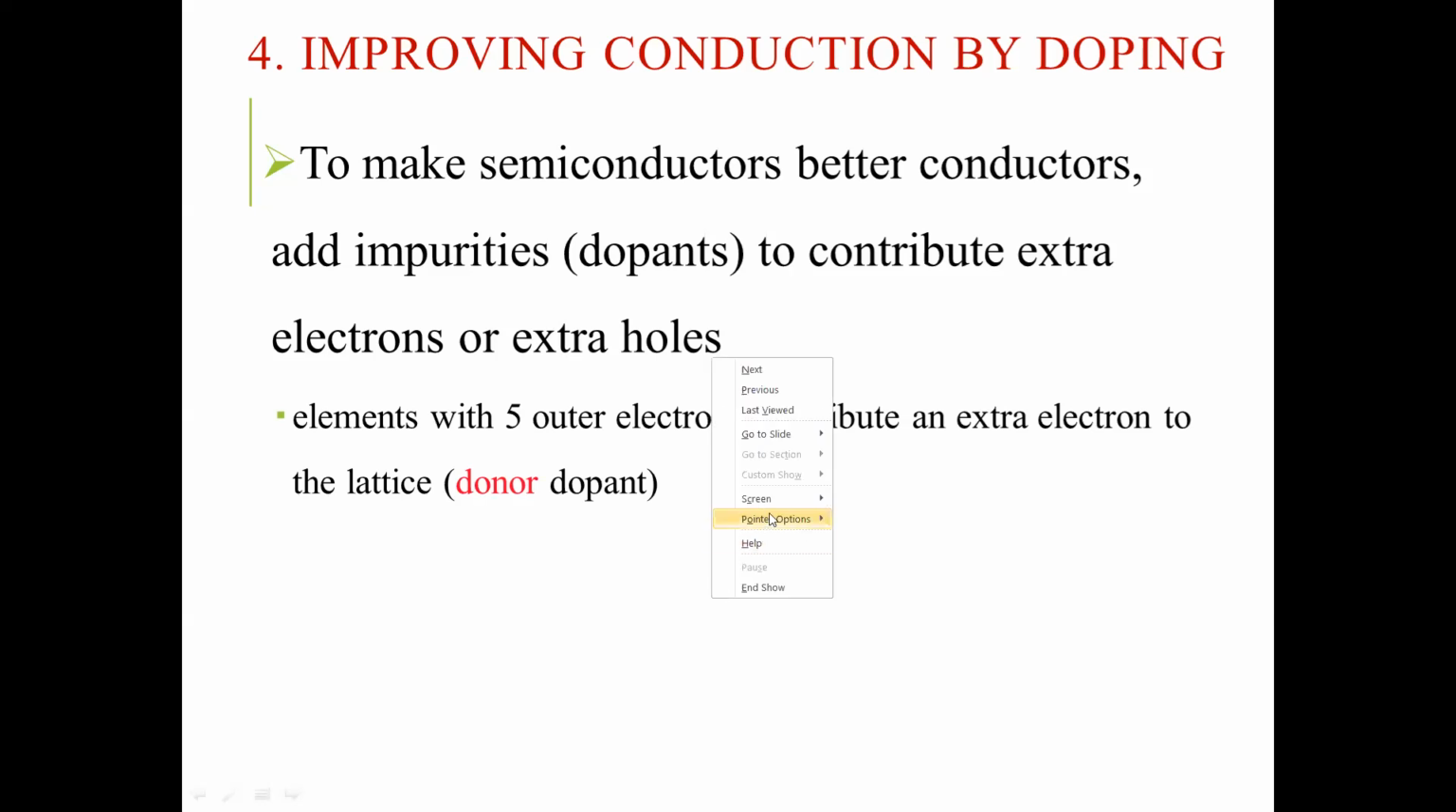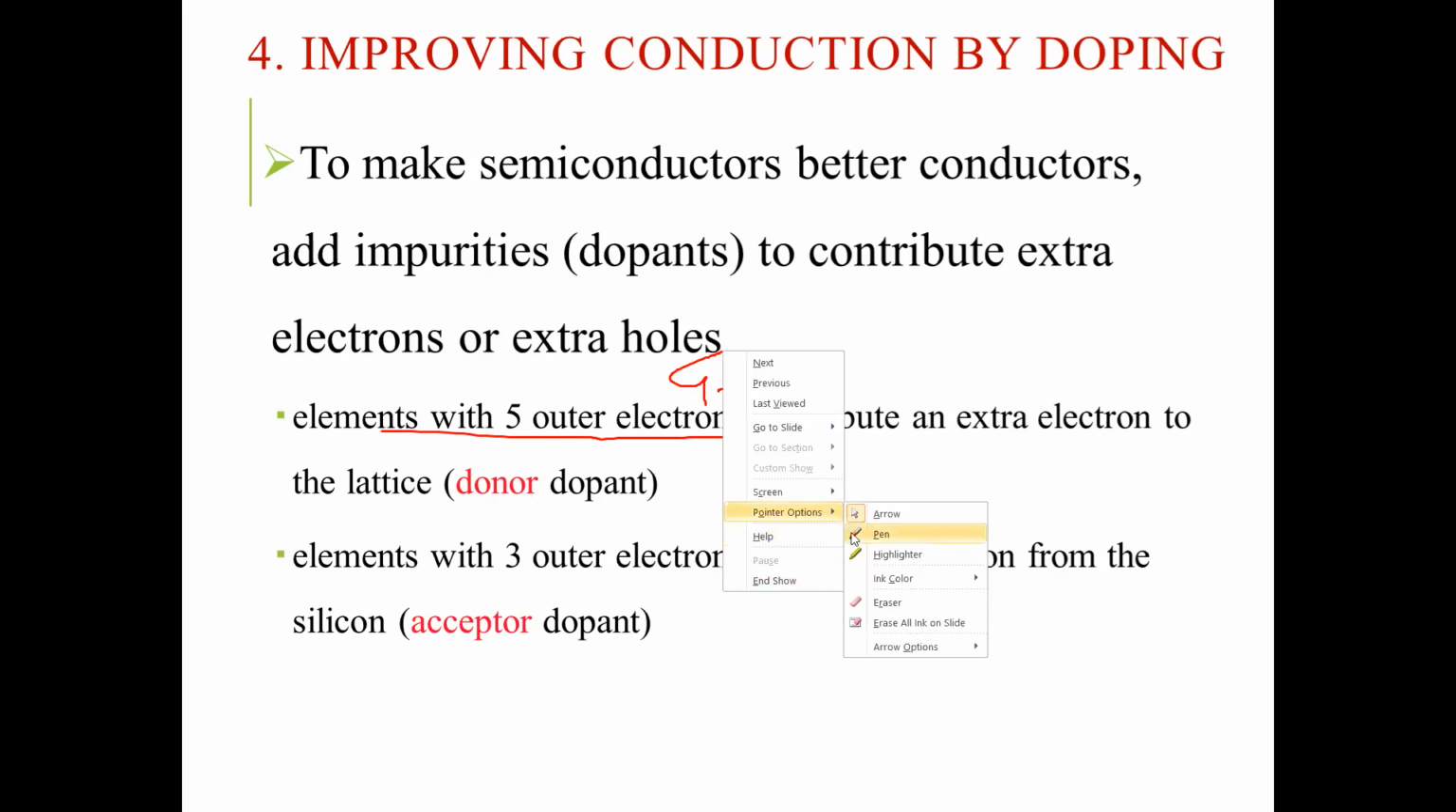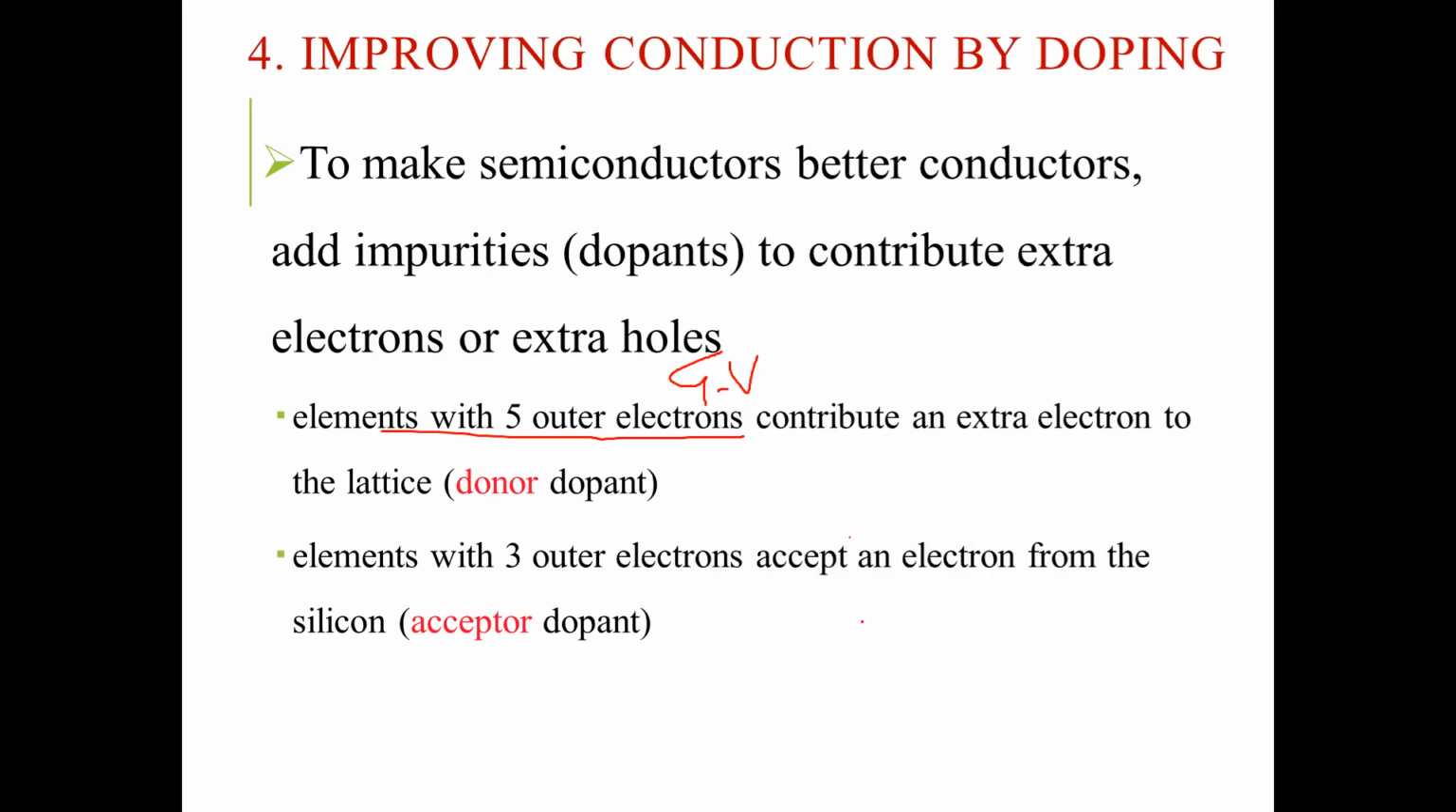So when we are talking about donor dopants, we are talking about those with 5 outer electrons. That means they are group what? They are group 5 elements. Okay? Those are the donors. Then those with 3 outer electrons will accept an electron from the silicon, and they are called acceptors, and those are group 3 elements.